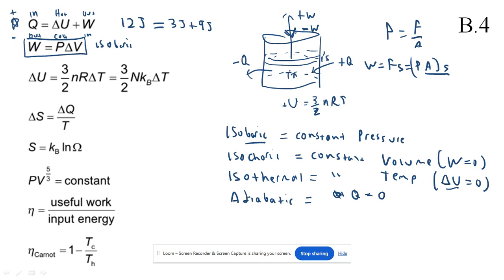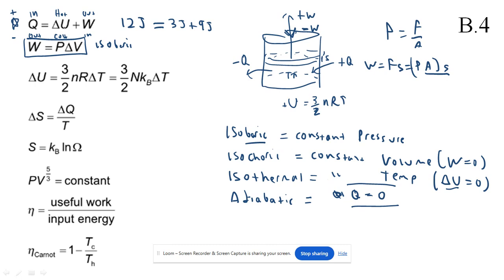So if you just compress that thing really quickly, and that's the demonstration where you slam that piston down and you can ignite a little bit of cotton fibers. It's kind of cool. And this is how diesel engines, of course, ignite the diesel fuel. They just have a huge compression ratio. The temperature goes way above the kindling point of diesel fuel, right? And then you just shoot some diesel fuel in there and it explodes, right? So adiabatic is no heat flow, okay?